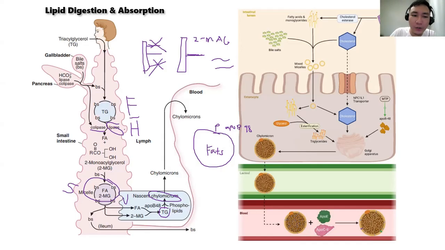Hindi sa portal circulation, via your lymphatic circulation. Okay? So pupunta siya sa lymph nodes as chyle, CHYLE. So yung fats natin mapupunta sa lymph nodes natin. It will go towards our thoracic duct and back into, so magde-drain yan sa veins, di ba? Magde-drain yung thoracic duct, for example, sa left brachiocephalic vein, di ba? So that will now lead to the return of our chylomicrons into the systemic circulation. Okay?